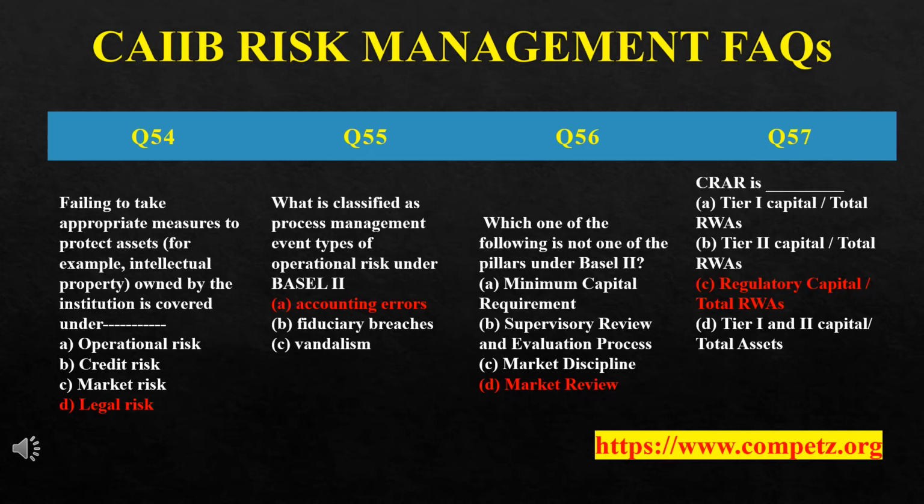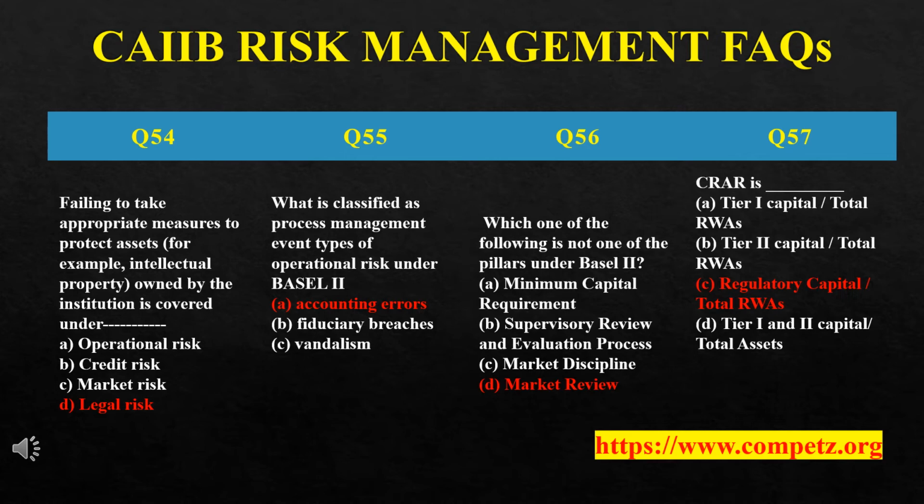With regard to fiduciary breaches and product defects, these two are operational risk events, but they fall under the main category of clients, products and business practices. The next option is vandalism. This is also an operational risk event under the main category of damage to physical assets. Vandalism is damage to physical assets.